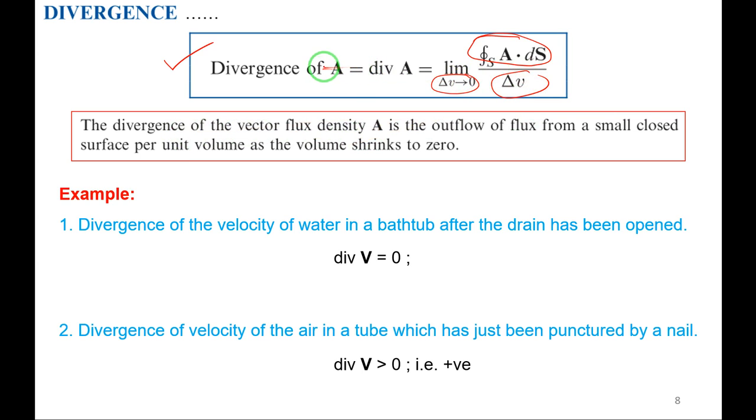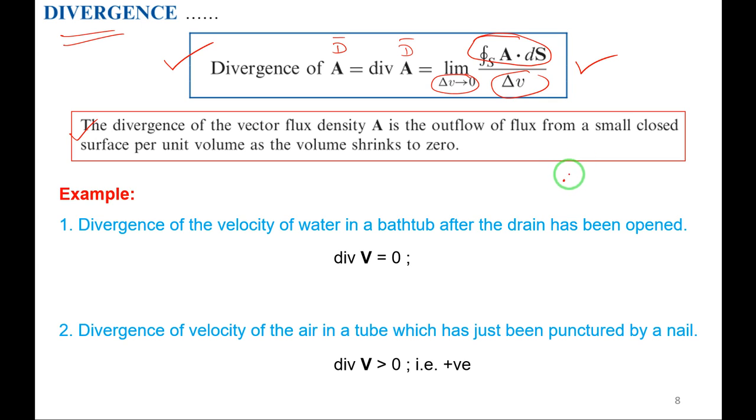So now we will define it without looking at this definition. Instead of A, you can take the electric flux density and define it, no problem. The divergence of the electric flux density is nothing but the outflow of the electric flux over the closed surface per unit volume as the volume shrinks to zero. The physical significance of divergence is that it tells the spreading nature of that particular vector field. So at a particular point in a region, how the field will vary in different directions, it will tell the spreading nature of the field.